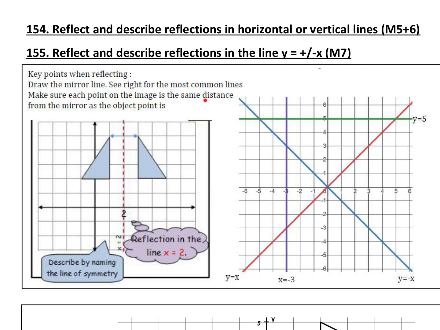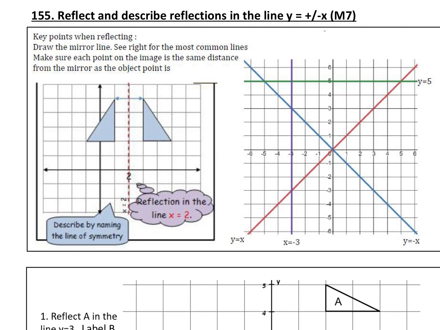Once you know what the common lines are, then make sure each point on the image is the same distance from the mirror as the object point is. So for example, this one here has been reflected, and this top point is 1 from the mirror line, and this one here is also 1 from the mirror line. Okay, let's get stuck in.